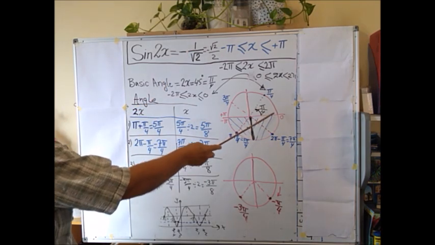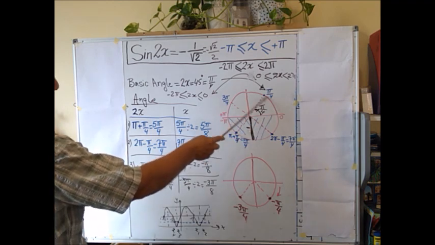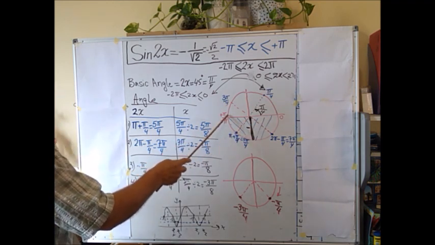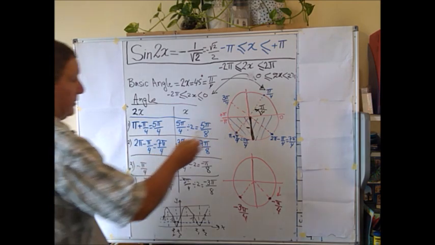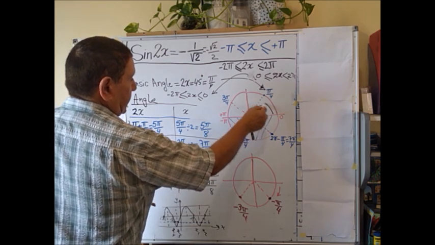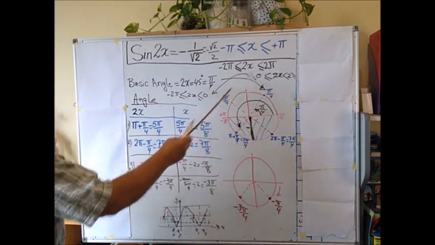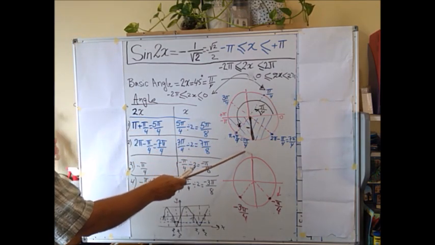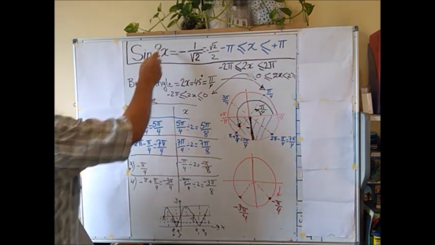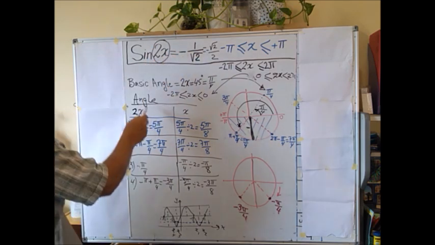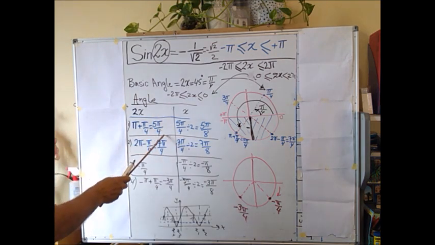So the third quadrant. We must be here, which is pi. You go up to here, must be this point here. So it's pi plus pi over 4, because that's the basic angle. Right? So we have it like that. This is pi plus pi over 4, which is 5 pi over 4. So we write it here: angle 2x, because this is what we're talking about. So 2x equals pi plus pi over 4, which is 5 pi over 4.